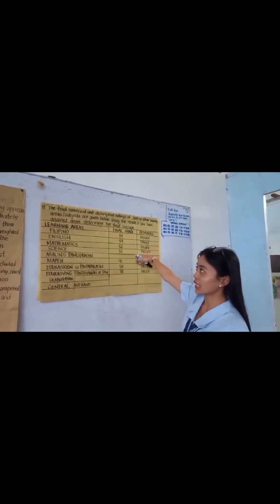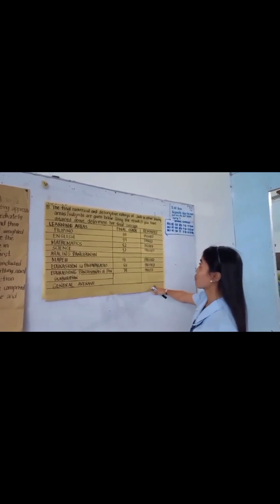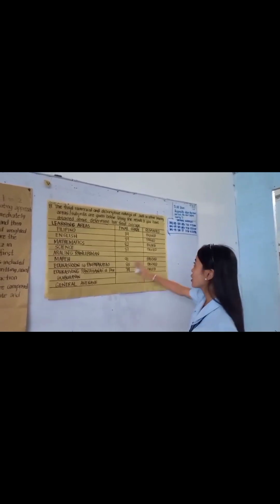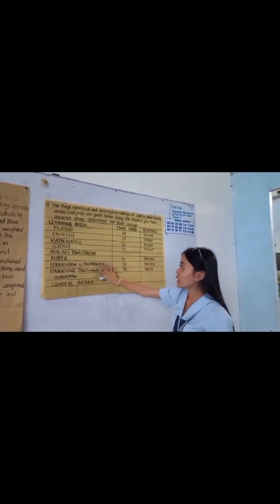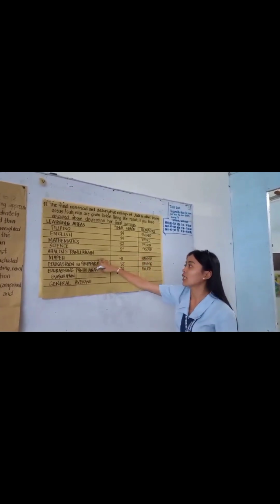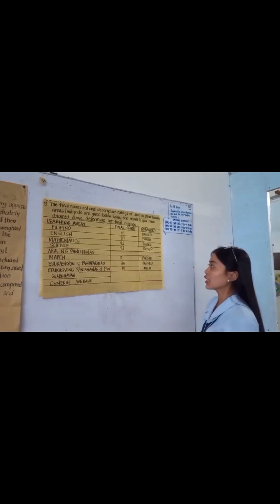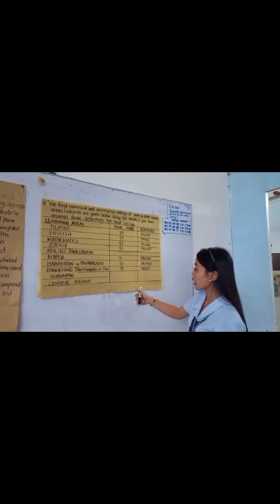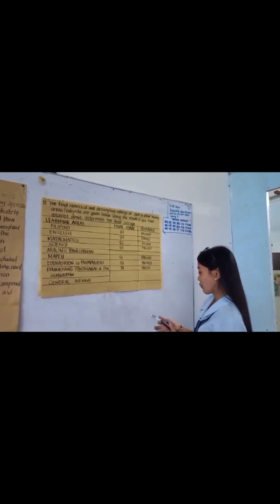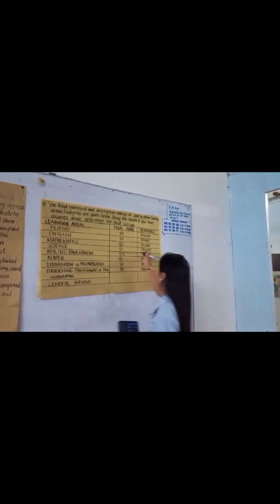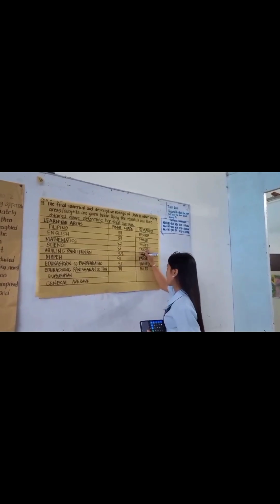So now let's proceed to task 2B, which is the final numerical and descriptive ratings of Judy in the other learning areas or subjects given below. Using the results you have obtained above, determine her final average. As you can see here, we have the missing final grade, which is the Araling Panlipunan. Since we already discussed earlier that the Araling Panlipunan of Miss Marie is 88, we are going to indicate here the final grade of 88, and the remark is pass.